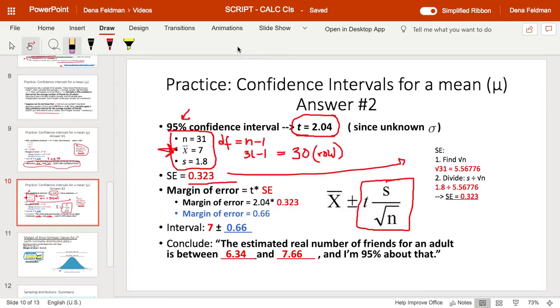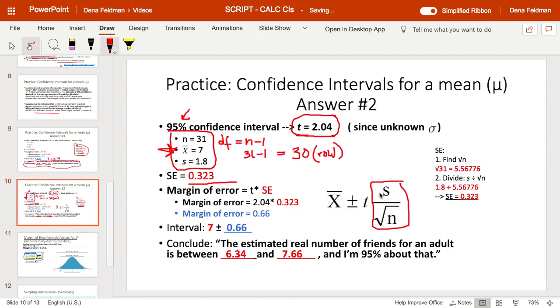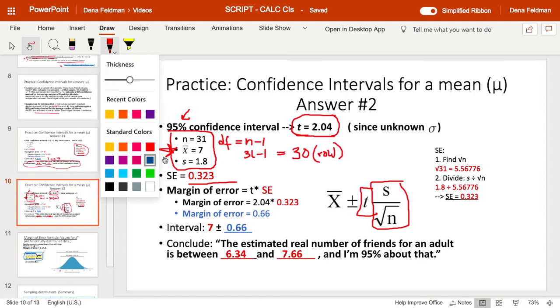So again, the steps for finding a confidence interval are always the same. I decide my level of confidence. That tells me the number I'm going to use. I take all these statistics. I find the standard error. For me, that's the second step, if you will. Then once I find this number, I multiply it by my t, and then I have my margin of error.